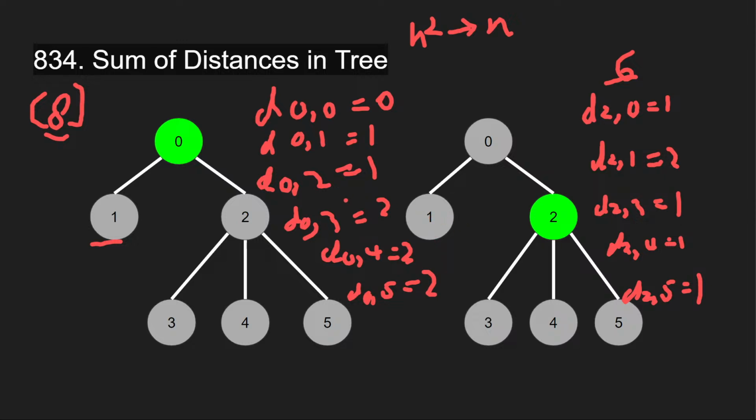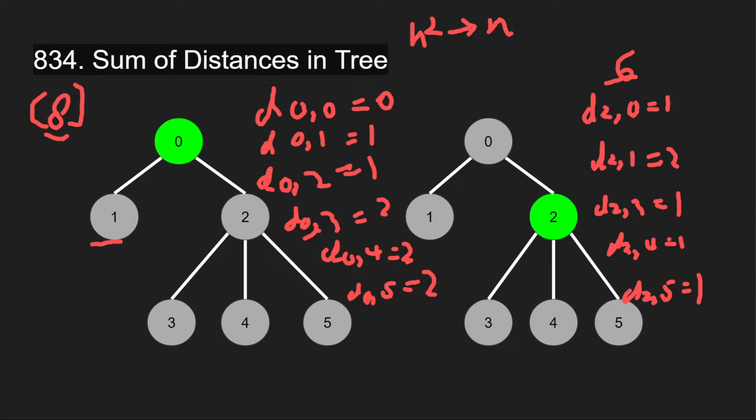Now we want to find some patterns from this node 0 to 2. If we swap from node 0 to 2, can we find some patterns? Can we just use O(1) time to get the result instead of O(n) time? So let's just check the patterns. From this node 0 to this node 2, the distance actually is reduced for this subtree 2. So let's just consider this subtree 2, consider the nodes 2, 3, 4, and 5. Actually the distance is reduced.